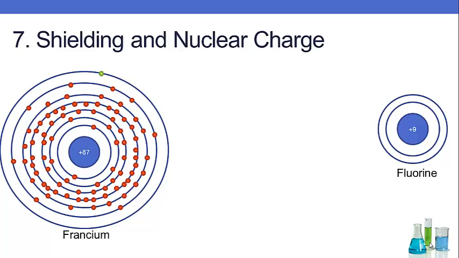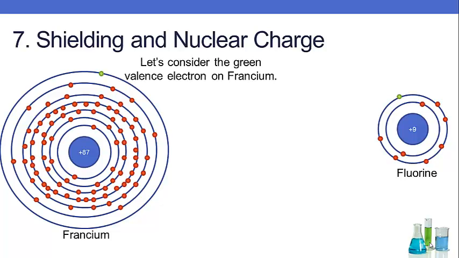Over here, we're going to compare it to fluorine. Fluorine only has 2 energy levels. It's in the second row of the table of elements, and it's got a total of 9 protons. So 2 electrons in the first energy level, 7 in the second energy level, and we're going to consider that 1 green valence electron there.